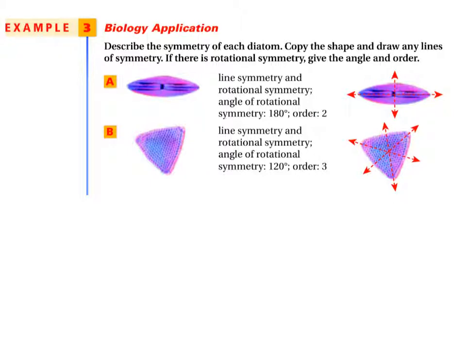In B, as you can see over here, line symmetry, we have 1, 2, 3 lines of symmetry. Now, the angle of rotation. How many times can I spin this to land upon itself? Well, I can spin it 1, 2, 3 times. So 360 divided by 3 is 120. So our angle of rotational symmetry would be 120, and our order would be 3.